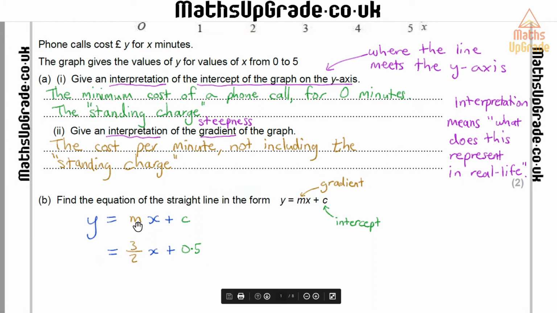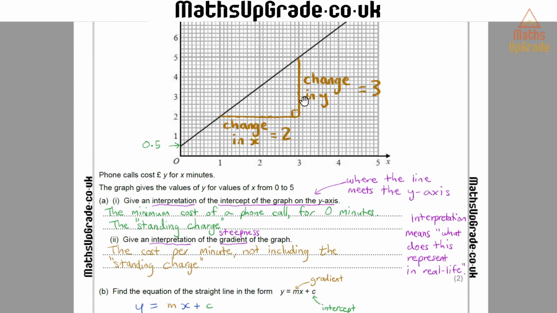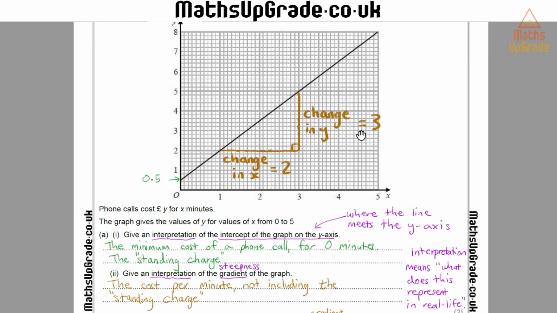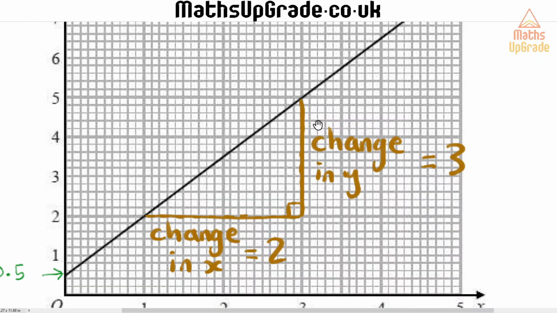Now the gradient is defined as the steepness of the line, and it is the change in the vertical distance, the change in y, divided by the change in x. Now you can draw a right angle triangle wherever you want on this line. You can draw it from the top here to the bottom here, a huge right angle triangle, or you can draw a small one. It doesn't matter where you draw it, the gradient will be the same since it's a straight line. I've drawn it here, and the reason I've drawn it here is I've chosen points where I can easily read off the values on each axis.